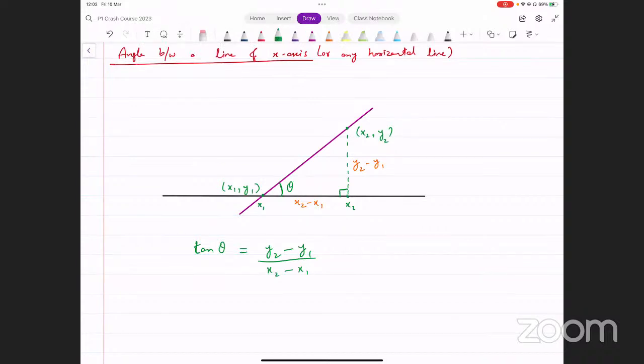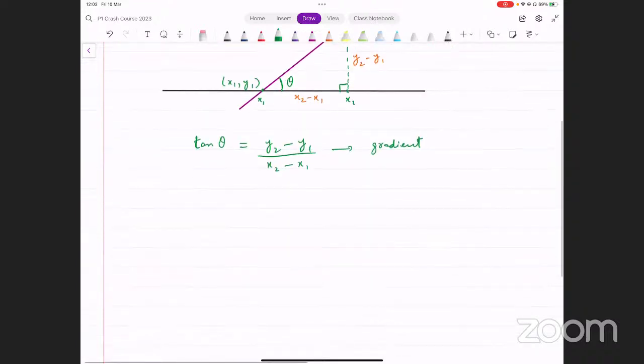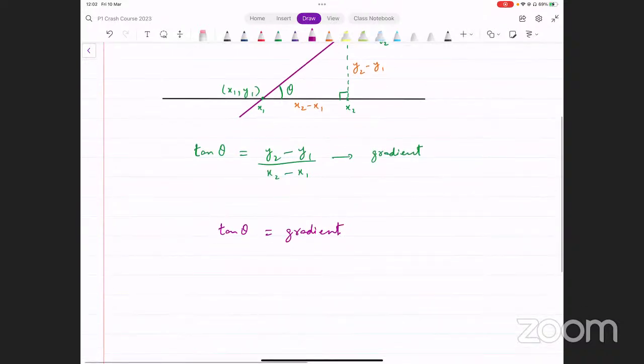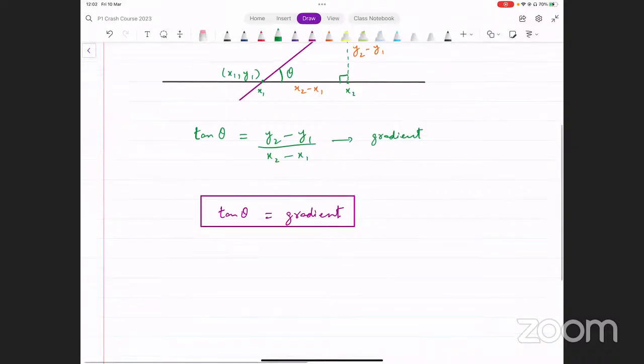Now, does this remind you of something? y2 minus y1 over x2 minus x1. This is actually the formula for gradient as well. So this is actually equal to the gradient. So from this, we actually get a formula that looks like this. Tan theta equal to the gradient. This is a formula that we can use for finding the angle between any line and the x-axis.